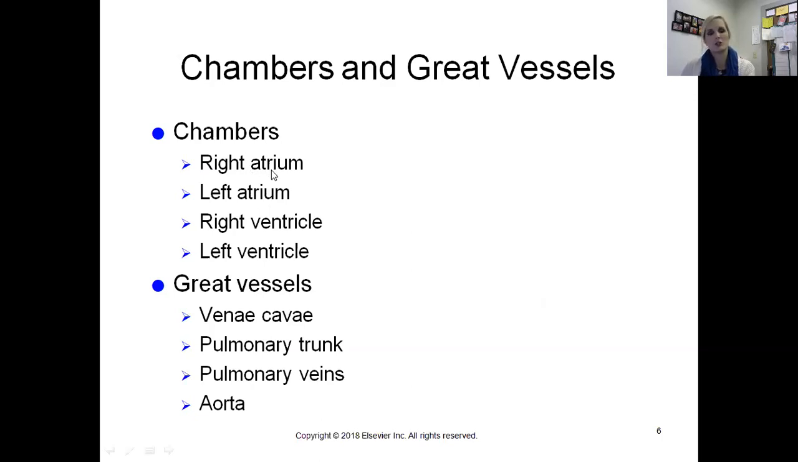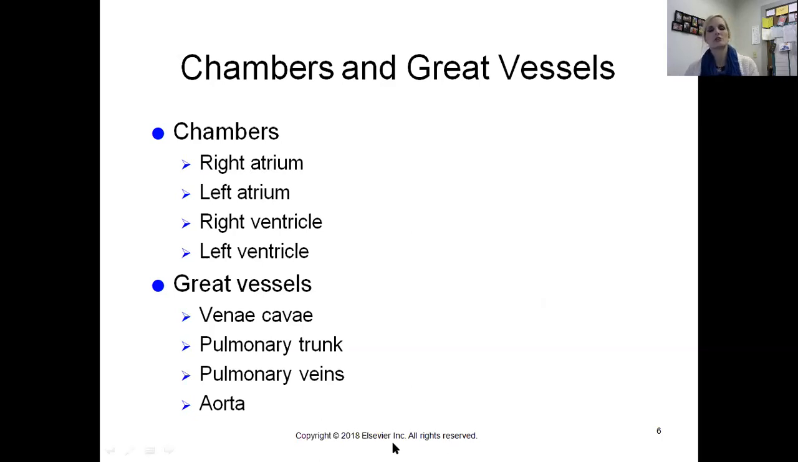So we've got the atria on the top, and the bottom 2 chambers are called the ventricles. And again, they're just named according to what side they're on. So there's the right atrium and left atrium at the top, and then there's the right ventricle and left ventricle down at the bottom. So we'll label these on our diagram, and I'll show you what I mean by that.